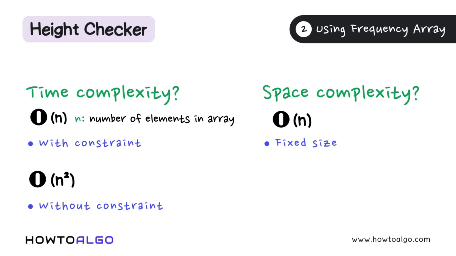And that's it for today's episode of How to Algo. Now you know 2 ways to tackle the height checker problem: a straightforward sort and compare method, and a more efficient counting sort approach.